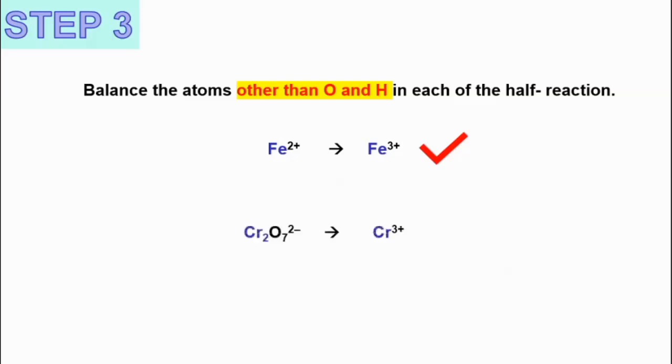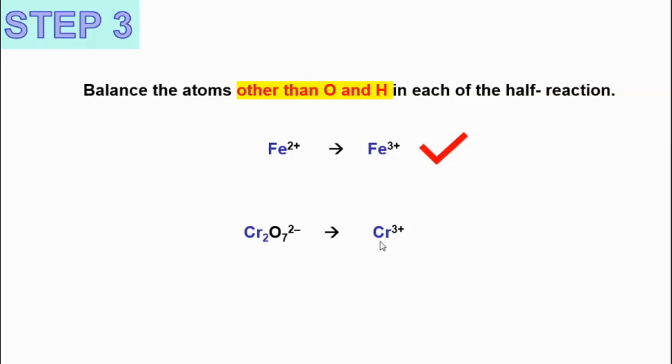For the second half equation, now let's check. In dichromate, we have chromium. In this dichromate, there are 2 moles, 2 moles of chromium. On the right side, there is only 1 mole of chromium. So this means the chromium on both sides was actually not balanced. To balance this chromium, what should we do?